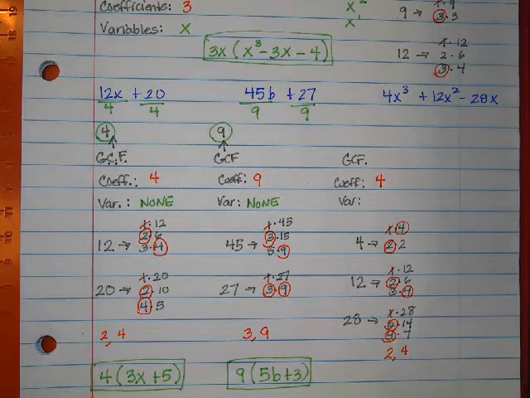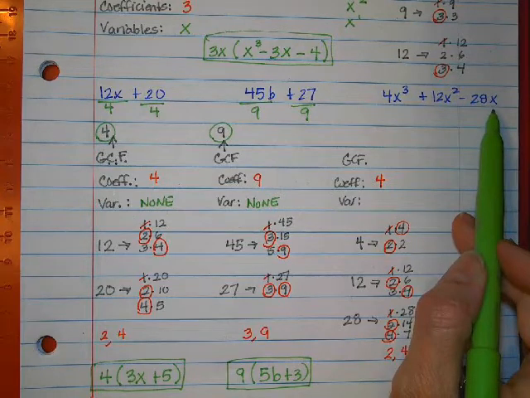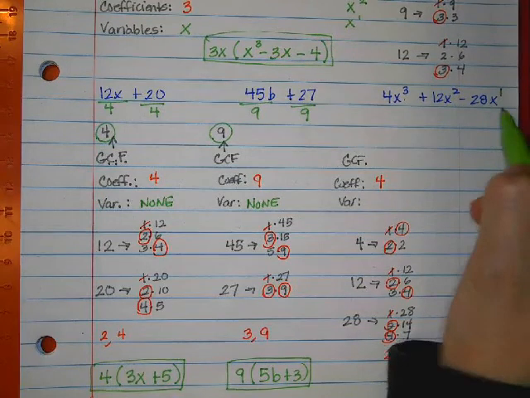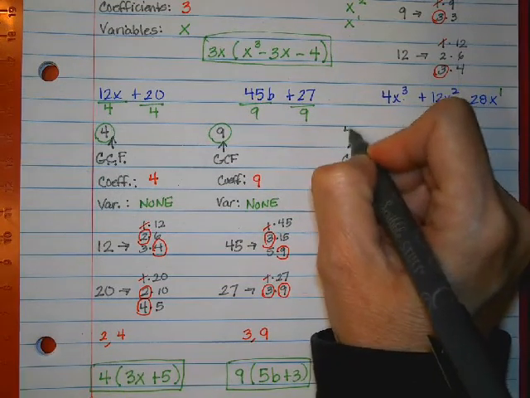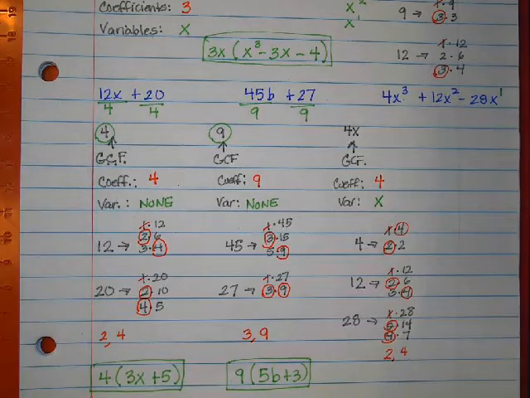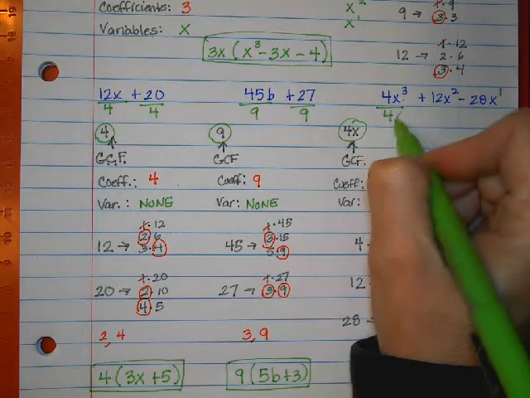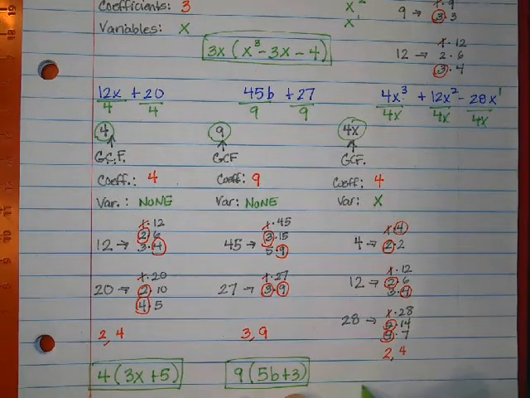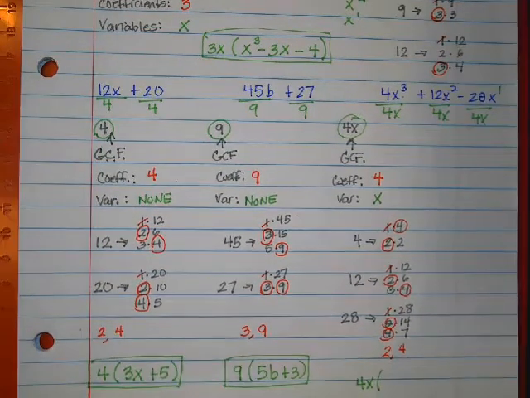And now to do our variables, we look to see x, x, x. They all three have an x. So the degrees are 3, 2, 1. So 1 is lowest, so x to the first is my GCF. So my GCF would be 4x. That's my coefficient and my variable. So I take that and divide each term by positive 4x. Remember, I always bring down my GCF first, and then I divide.